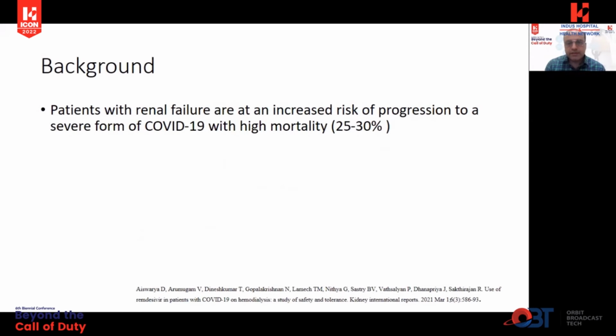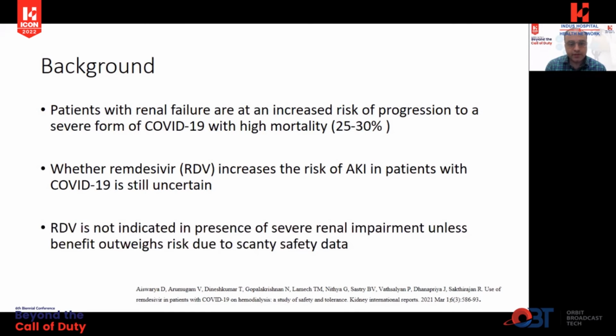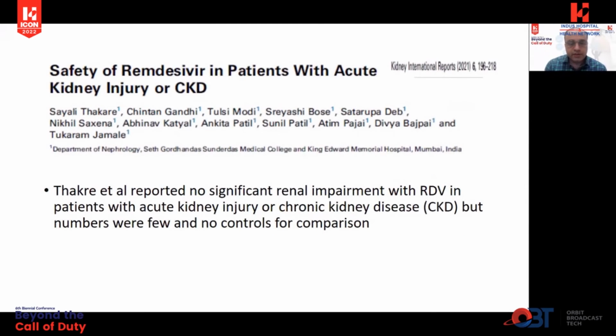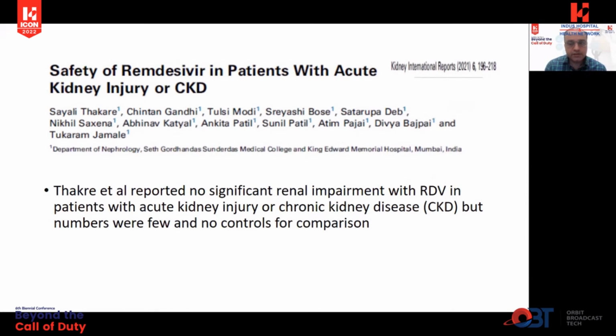Patients with renal failure are at increased risk of progression to a severe form of COVID-19 with high mortality, 25 to 30%. Whether remdesivir increases the risk of AKI in patients with COVID-19 is still uncertain. Remdesivir is not indicated in patients with severe renal impairment unless benefits outweigh risk, due to scanty safety data. Here I would like to share some work done previously, and this was a study done in India by Akhter et al.